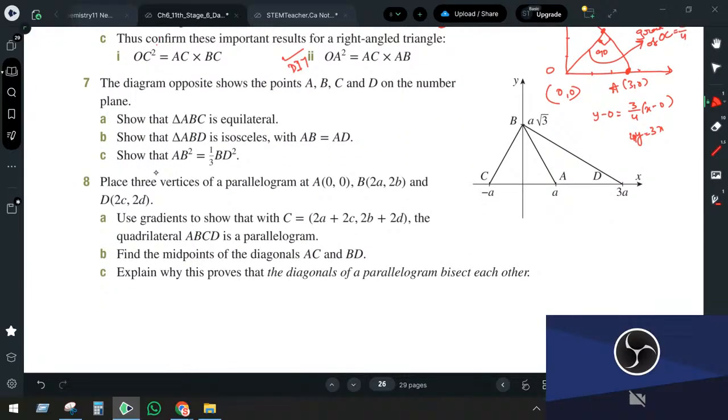The diagram opposite shows that ABC is a triangle on the number plane. Show that ABC is equilateral. Is this equilateral ABC?